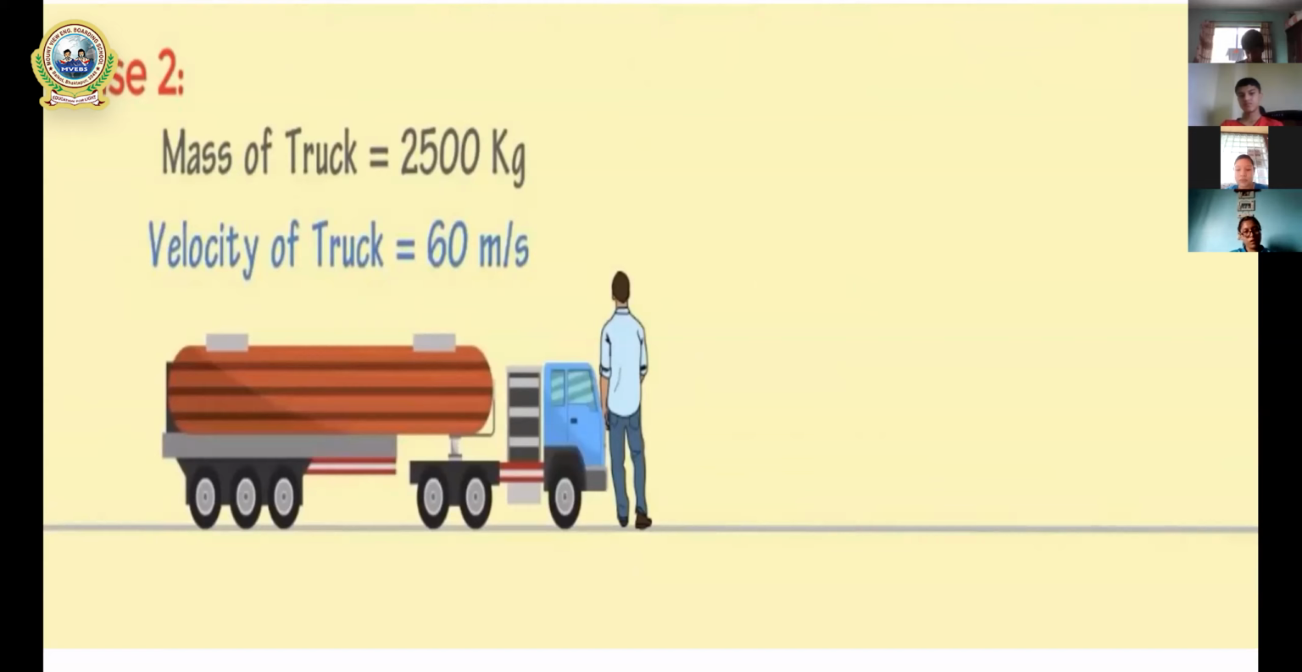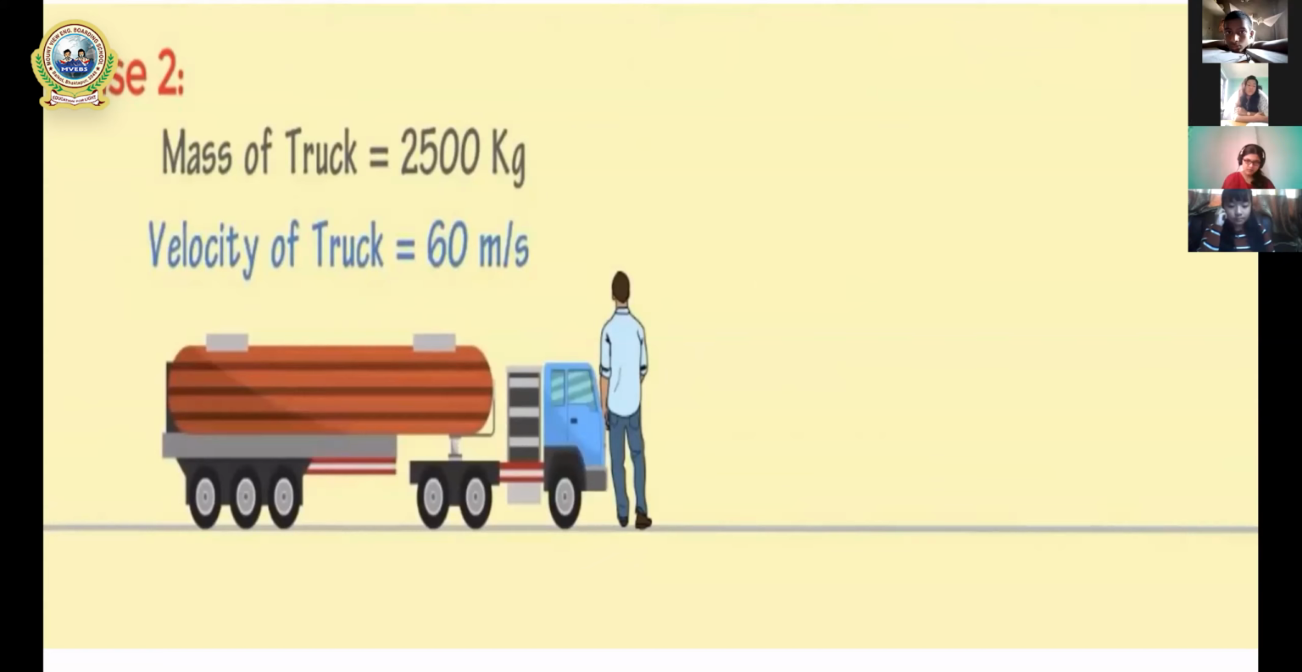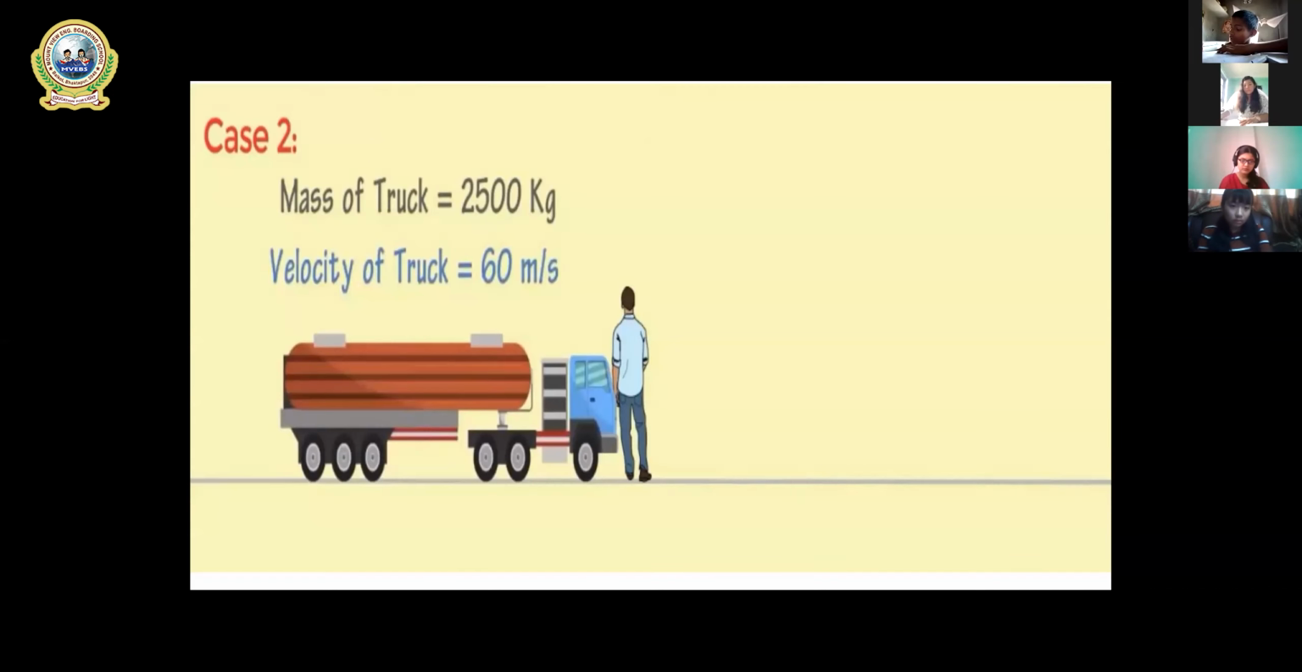Mass of truck, m equals 2500 kg, and the velocity is the same as the bicycle's, 60 meter per second. Now please calculate the momentum. Here we can use the formula P equals m into v, m for mass, v for velocity. It will be 2500 into 60. So how much momentum?